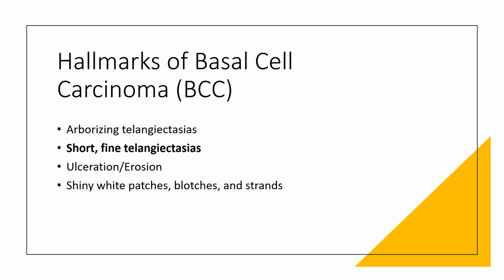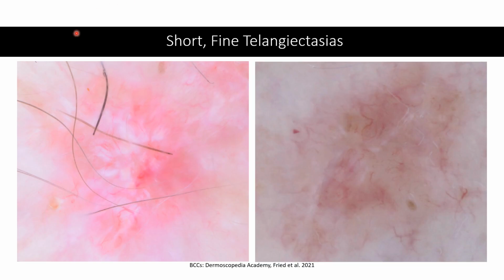Short, fine telangiectases are the second vessel pattern seen in basal cell carcinomas and are usually indicative of a more superficial BCC. These telangiectases are less dramatic than their arborizing counterparts. They are smaller in caliber and they're shorter than the arborizing telangiectases. They come in linear, more straight vessels, or serpentine or curved vessels. So you can see this is a serpentine vessel here. Here's a more linear vessel here, but they're much more subtle.